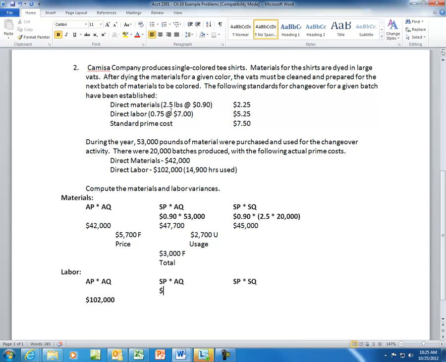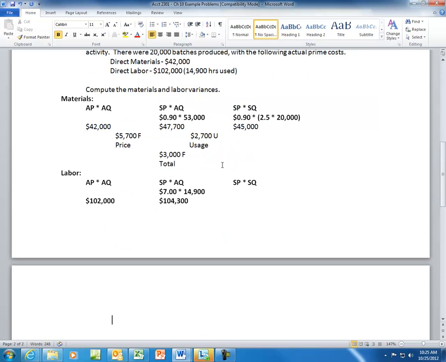For the standard price, remember what you're looking for is inside the parentheses because we're worried about the input. So what we think we're going to pay for labor is $7 per hour. And we want to multiply that by how many hours were actually worked. That's 14,900. When I multiply that out, that's 104,300. Now I am able to calculate the rate variance or the price variance. I'm going to take the difference between 102 and 104,300, and that gives you a difference of 2,300. The variance is going to be favorable because we actually spent 102. We thought we would have had to pay 104,300. So we paid less, so that's good. That's favorable. So we have a favorable rate variance. Rate and price mean the same thing.